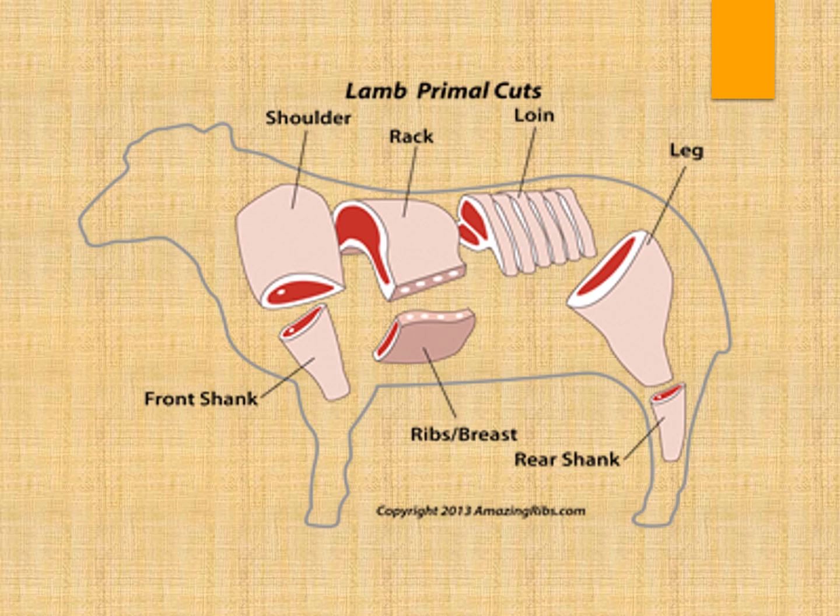Now, the primal cuts of lamb are basically six. They are shoulder, rack, loin, front shank, ribs or breast, and leg. The shank is divided into two parts, that is front shank and rear shank. In coming videos, we will be discussing individually about different cuts of lamb.